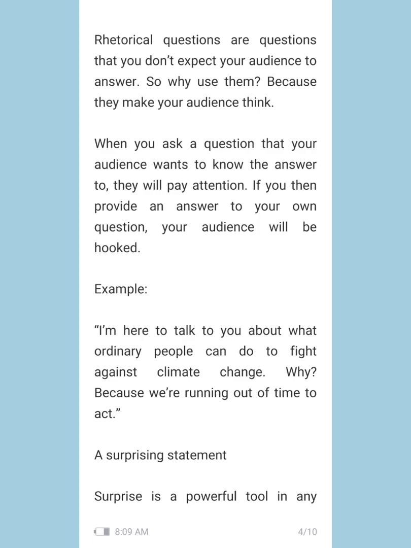The next is, for example, here you can say, I'm here to talk to you about what ordinary people can do to fight against climate change and why. So, this is the question that we can make. But if it is not answered, then you will say, okay, I'll give you the answer to this question. The next is the surprising statement.